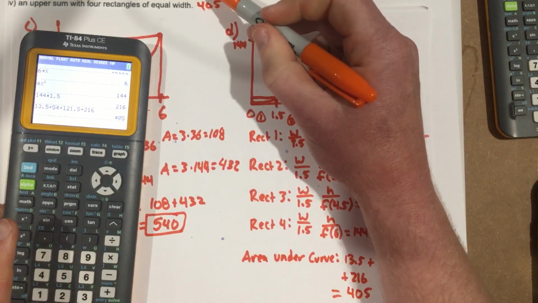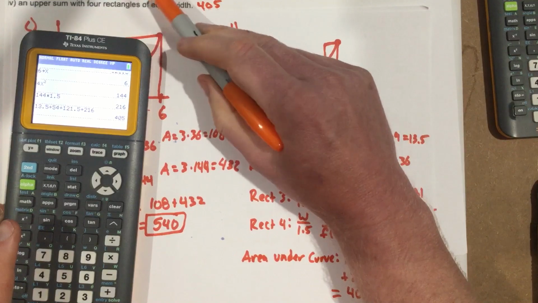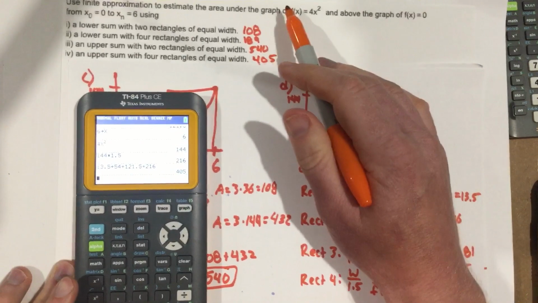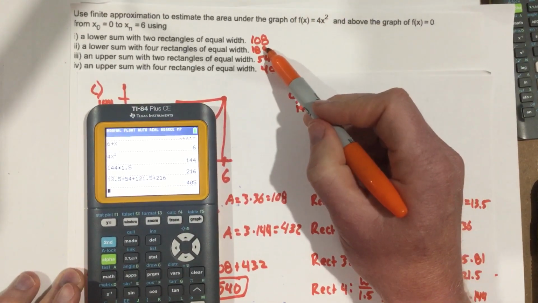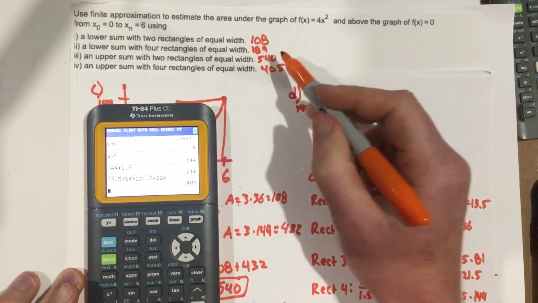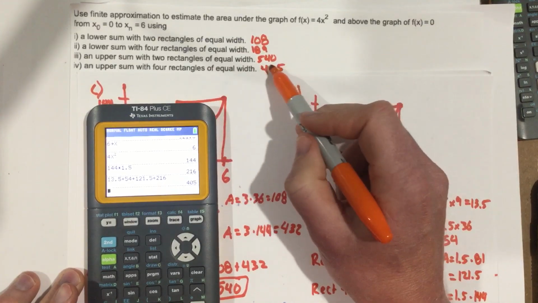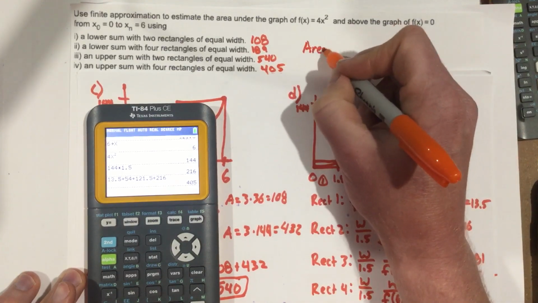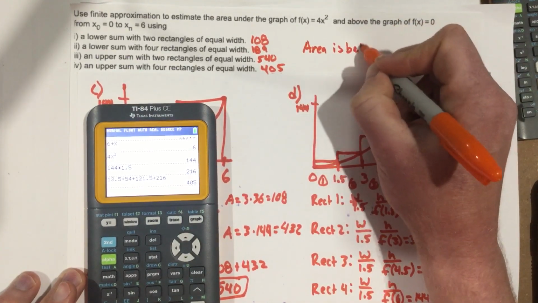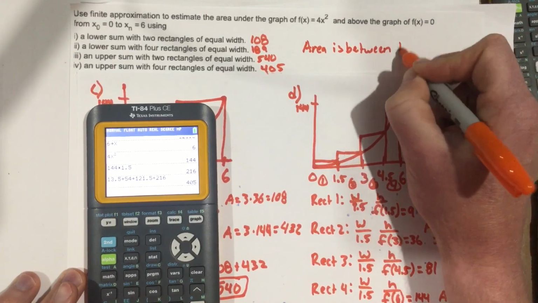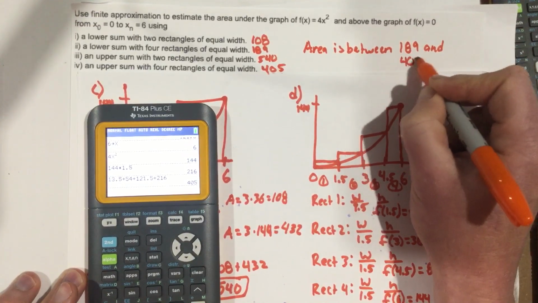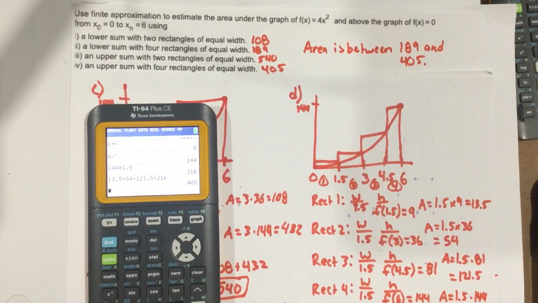Now, we know then, because our lower sum of 4 rectangles is 189 and our upper sum of 4 rectangles is 405, that we could say the area is between 189 and 405. I hope that makes sense. I hope that the integration stuff that we've been working on makes sense.